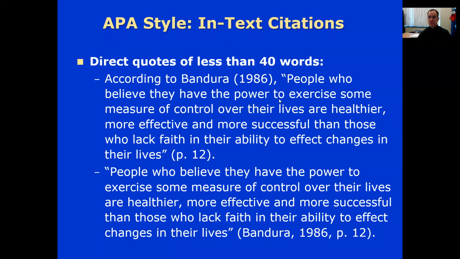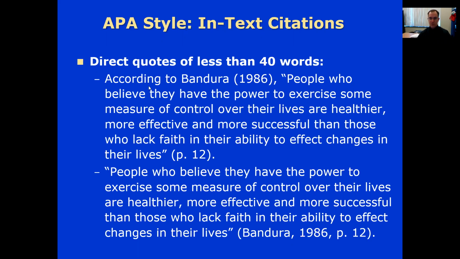Now, there are situations where you may want to use a direct quote. Here's an example. If it's less than 40 words, you need to make sure that you cite the author, but then use quotations. So for direct quotes, you would use quotations, but also you would want to make sure that you include the page number. Failure to include the page number would be incorrect citation.